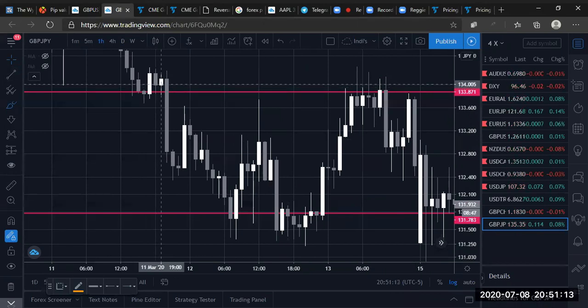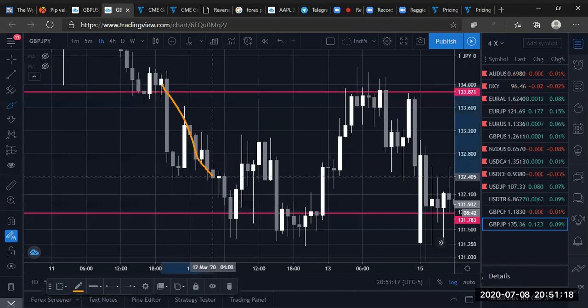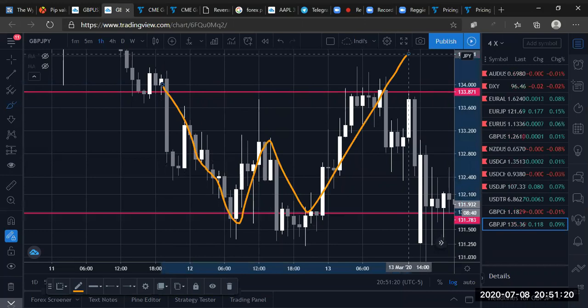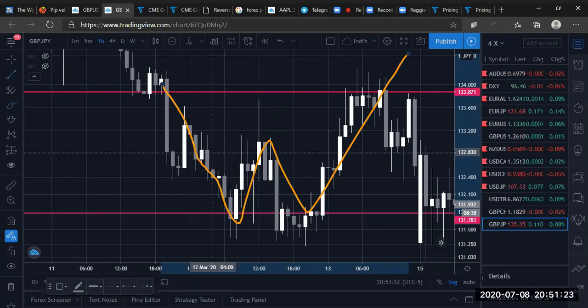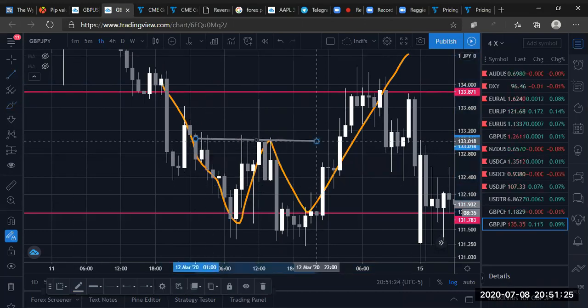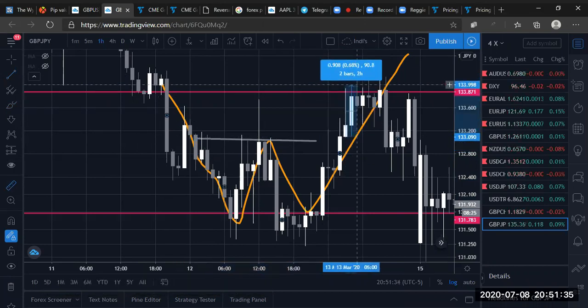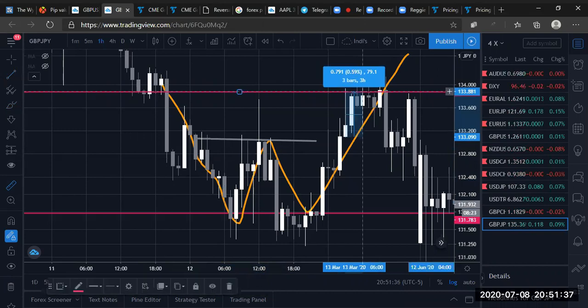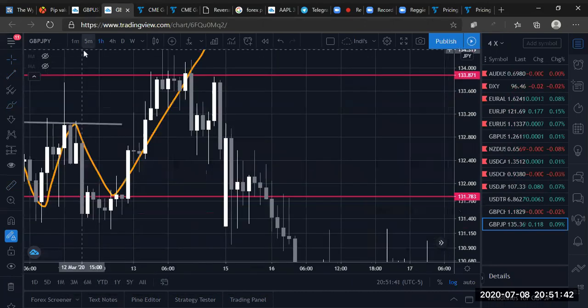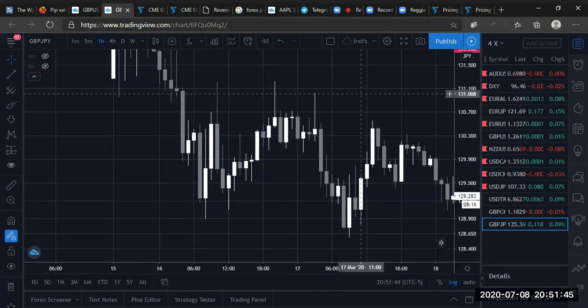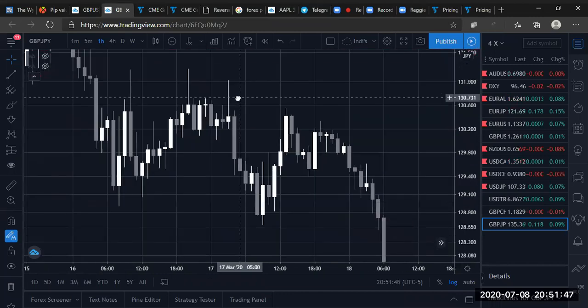Another way you can do double tops and double bottoms: double bottoms would be W's, double tops would be M's. So this would be a W pattern. This is the middle of the W. You watch the break. That's where you're getting in on the break. And if you would have got in on the break, waited till that close, you could have taken it all the way up here, for about 79 pips. So double tops and double bottoms, always my favorite, because it's so easy to see.